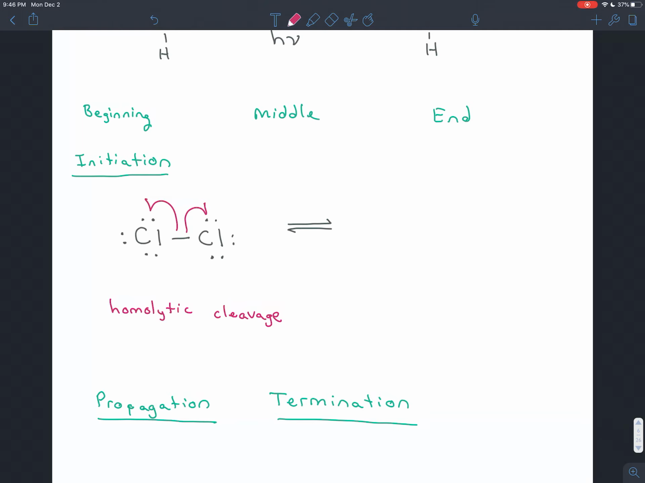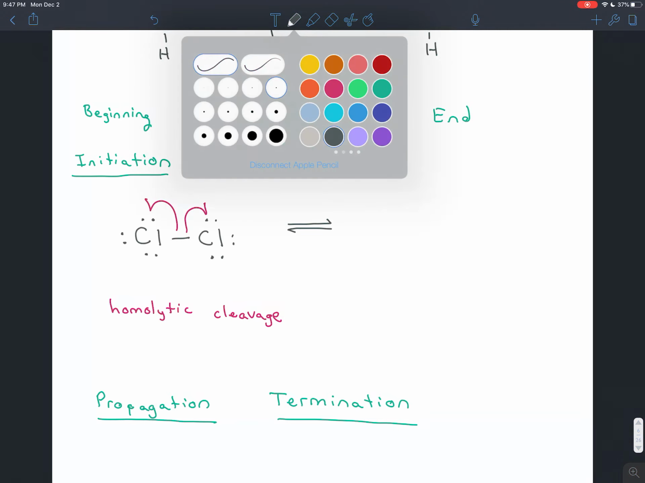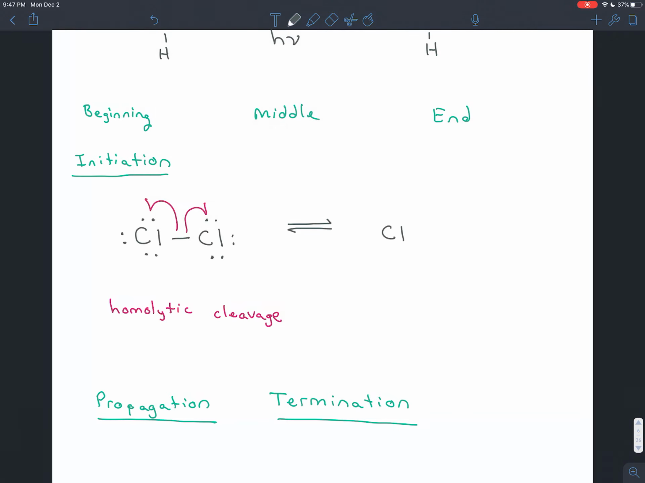This is homolytic because it breaks apart in the same way for the atom on the left and for the atom on the right. The electrons are going equally in both directions, the same in both directions. The prefix homo means same. So it's breaking apart in the same way for both atoms, and it's really breaking apart. So homolytic cleavage.